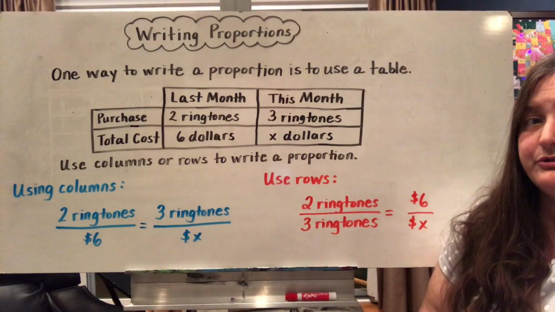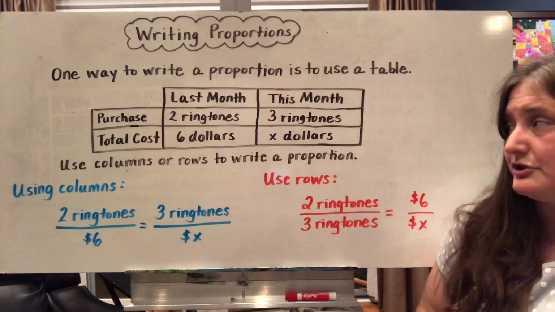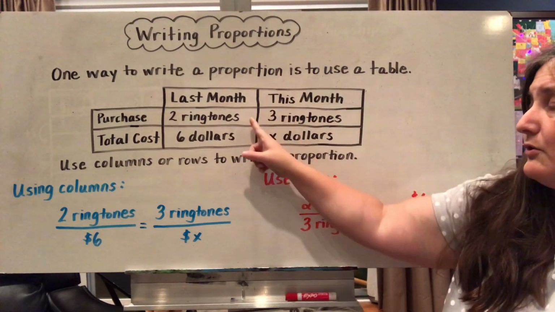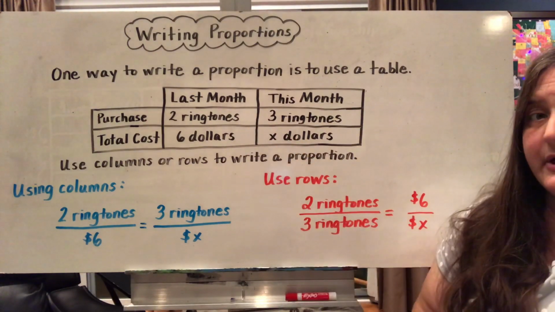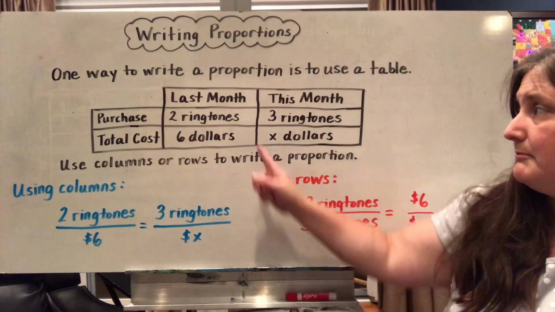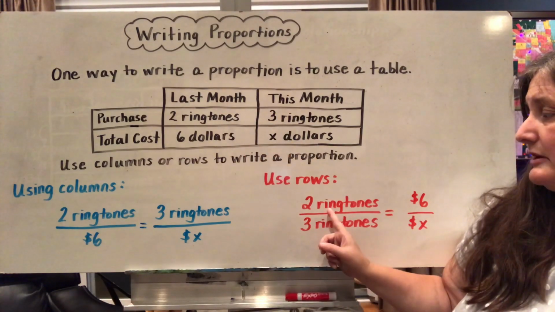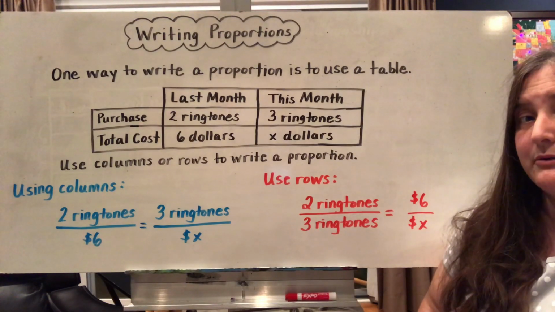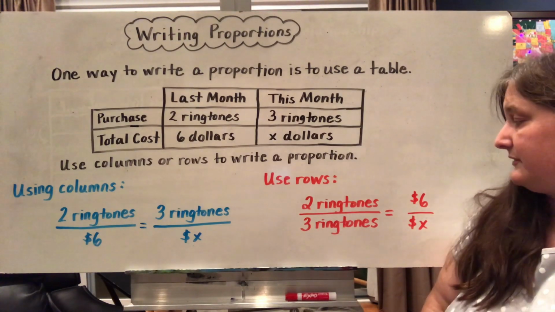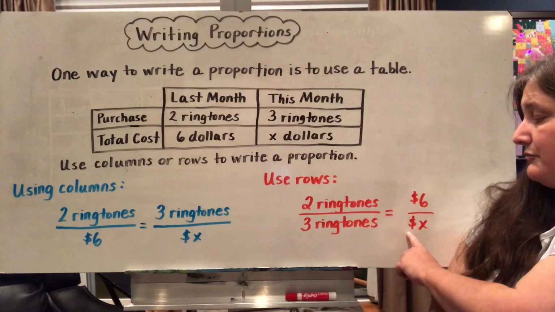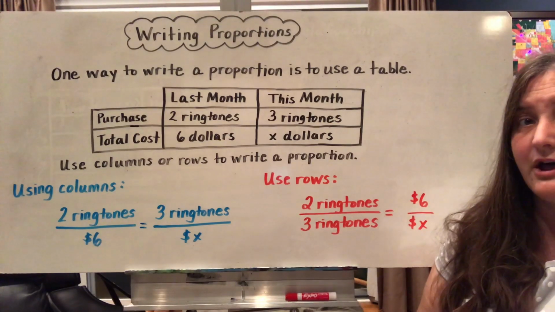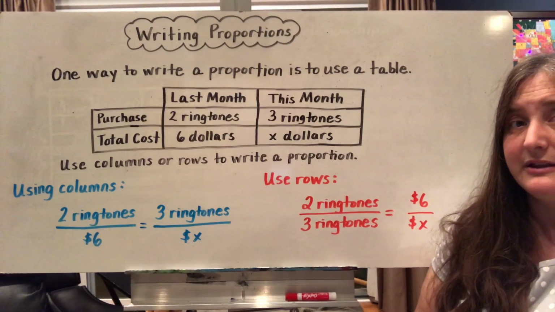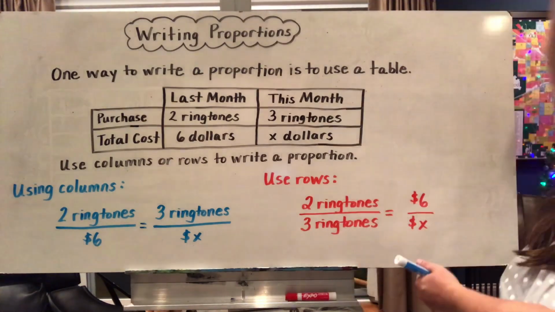I can also use the rows to set up a proportion. Rows go horizontally, so I can write a ratio comparing my ringtones. I had 2 ringtones last month and 3 ringtones this month. And I can write a second ratio comparing the dollar amounts, $6 over X dollars. I can solve either of these to find the value of X.